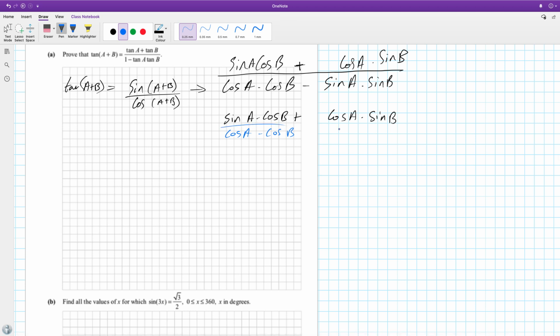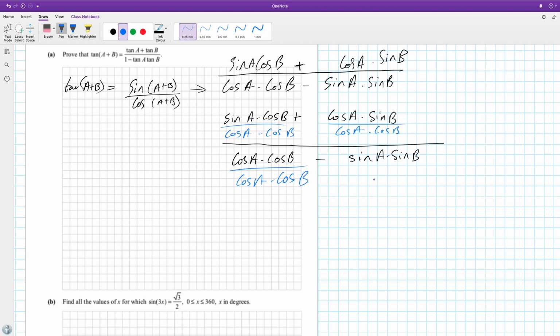Divided by cos A cos B, all over cos A cos B, minus sine A sine B divided by cos A cos B.